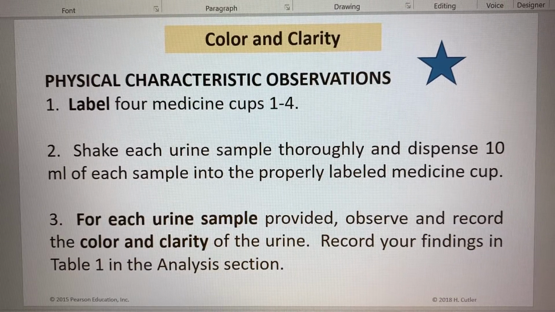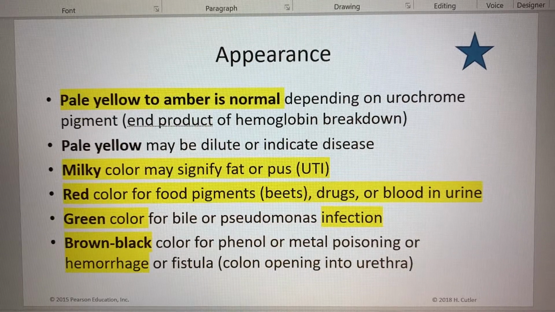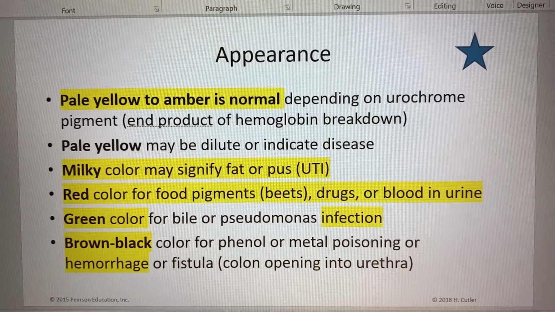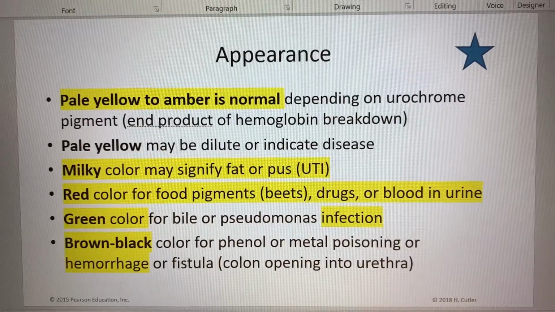Now, normal urine should be yellow to amber color. Let me show you that slide. So a pale yellow to amber is normal. If the person's urine is too pale, they may be overhydrated, or they could have a disease. We also might see the clarity, meaning is there a milky color. Milky or cloudy could indicate fat or pus from a urinary tract infection.